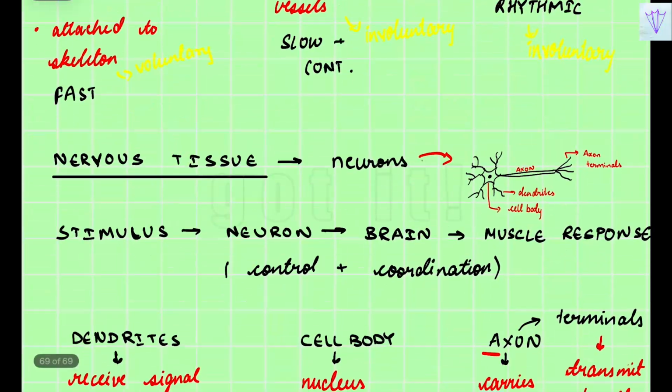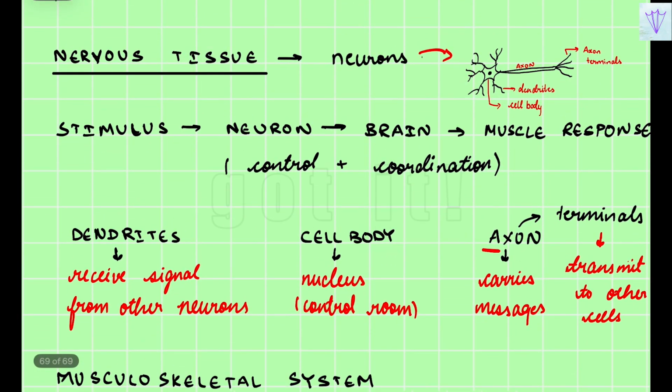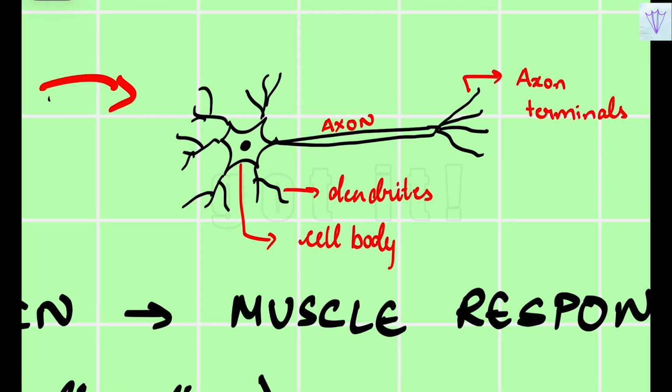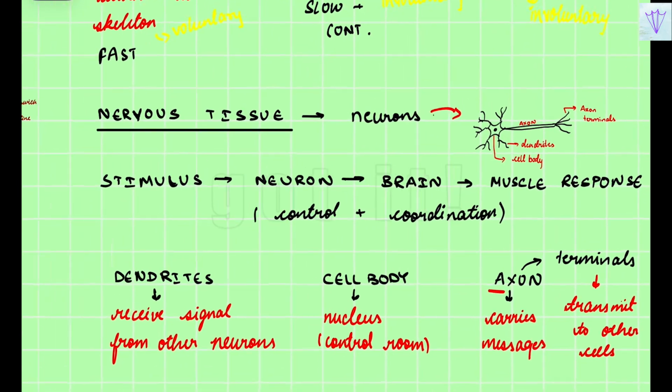Next, moving to the nervous tissue. Nervous tissue will contain the neurons, and this is how a neuron will typically look. You will have a cell body, and inside that you will have the nucleus and the axon, and the axon terminals or the nerve endings, and these things are the dendrites. So this is how the nerve cell looks.